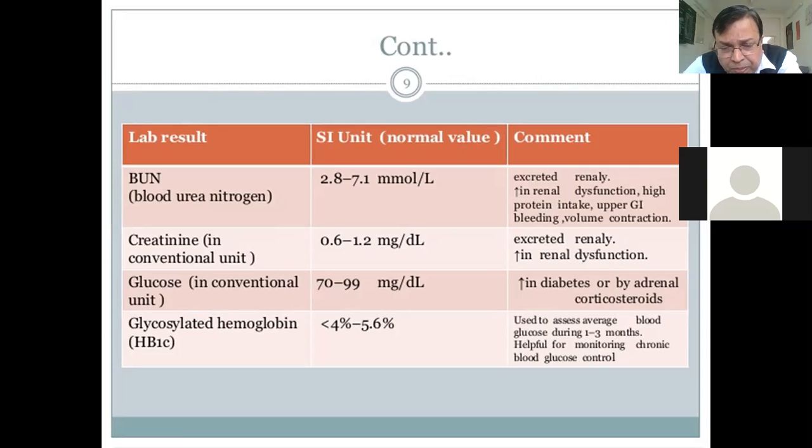So if you are going for the kidney function test, then the important value you must check is the creatinine level. It is excreted through the renal route, and the concentration of creatinine increases when renal dysfunction or kidney dysfunction occurs.